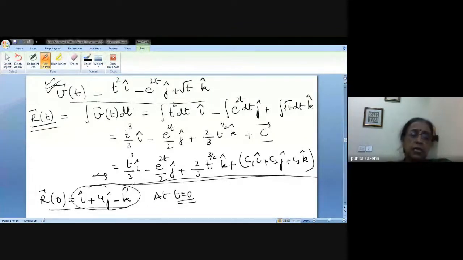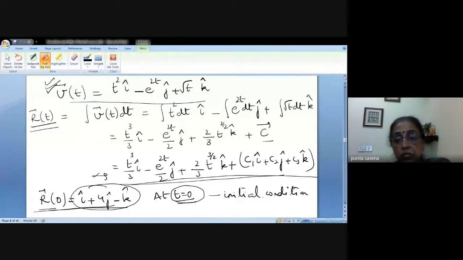But I'm saying no, I'm not interested in finding the whole family members. I'm interested in one particular member. Which one? The one for which at t equal to 0, this is your displacement function. So this is your initial condition, that this is how it is given.